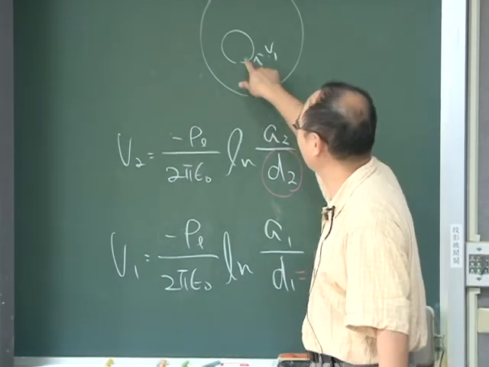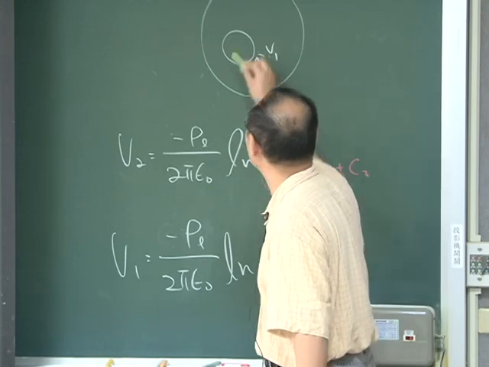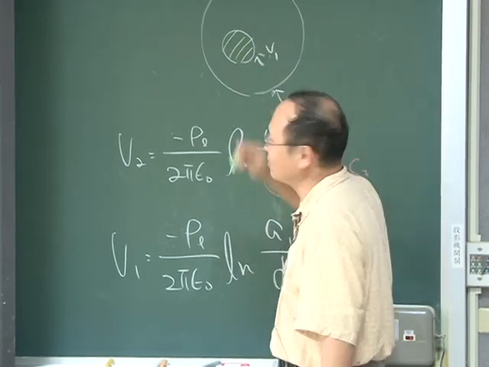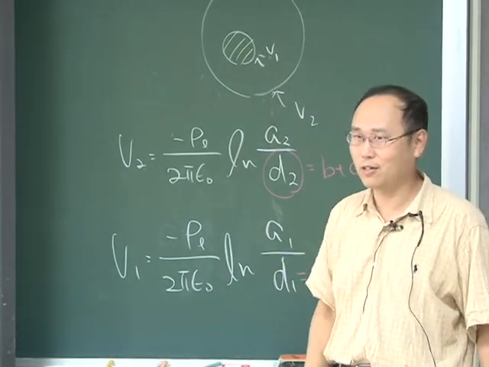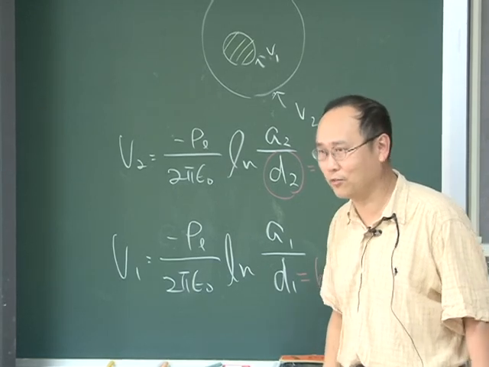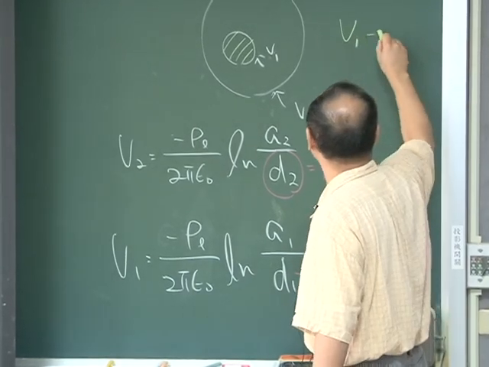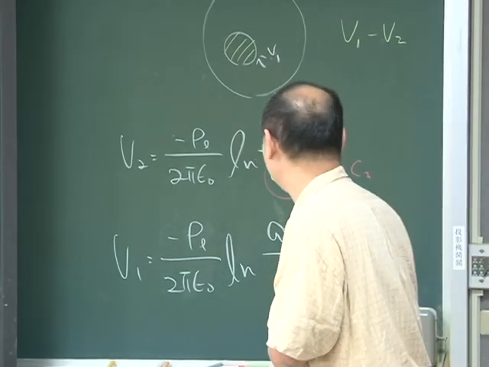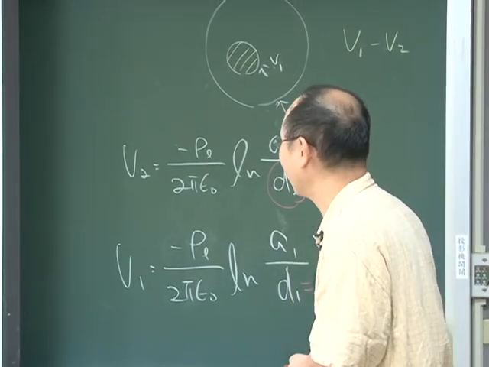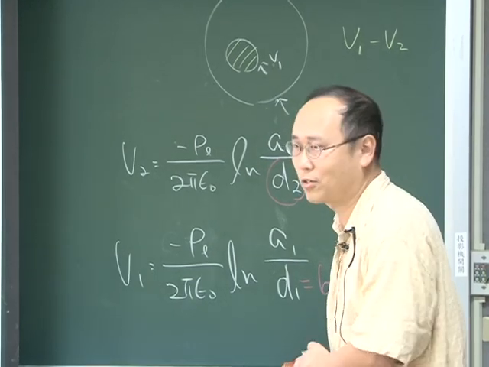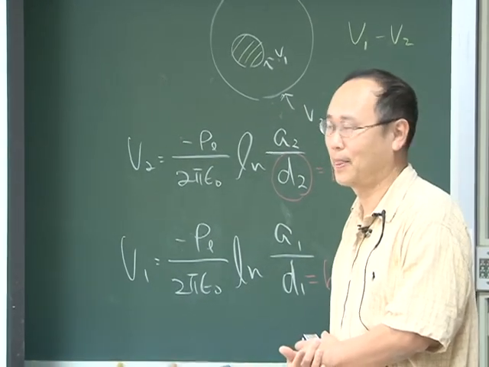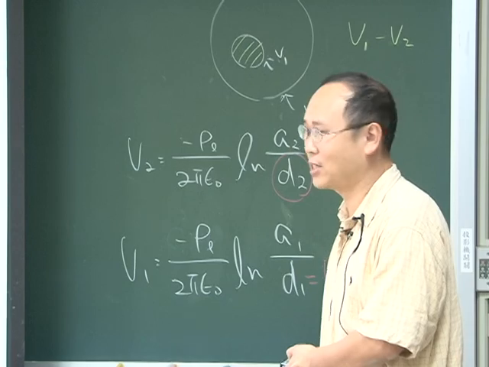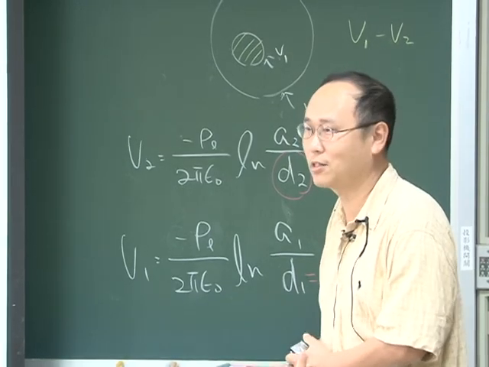So the potential between these two conducting surfaces is going to be equal to V1 minus V2. Okay, and B and C2 and C1 are solved from these three equations. So you can write down the capacitance per unit length for this case.